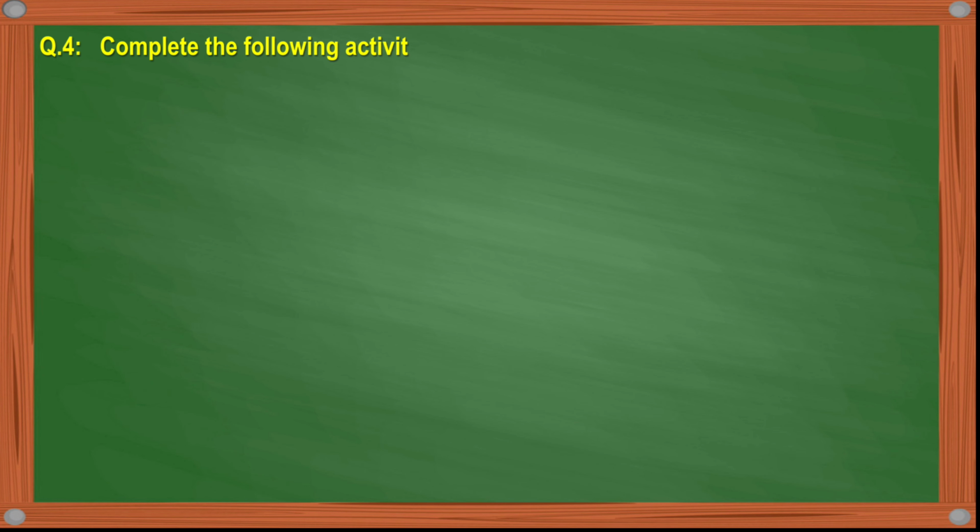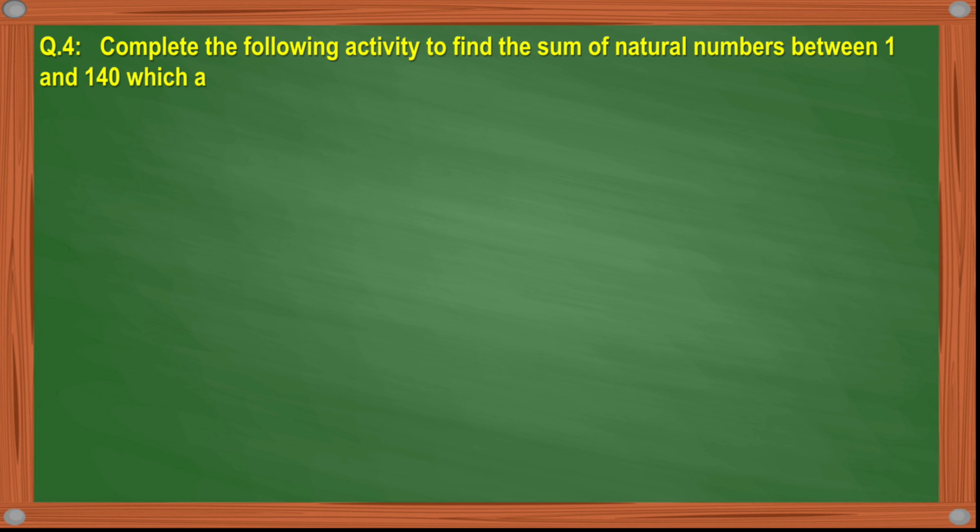It is question number 5, but here it's showing question number 4. Complete the following activity to find out the sum of the natural numbers between 1 to 140 which are divisible by 4. This kind of question we have done in practice set 3.2, where it asked how many terms are divisible by 4. But here you have to find the sum of the numbers which are divisible by 4. So before that you should know how many numbers there are.